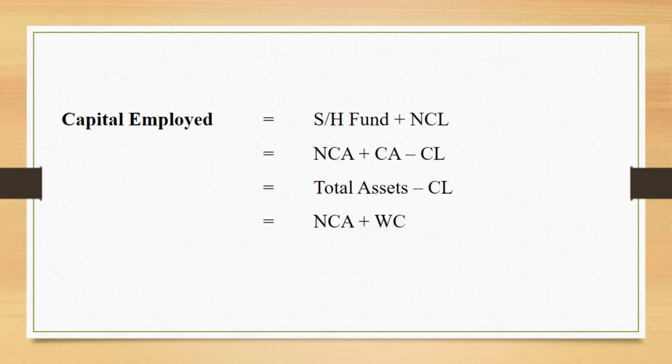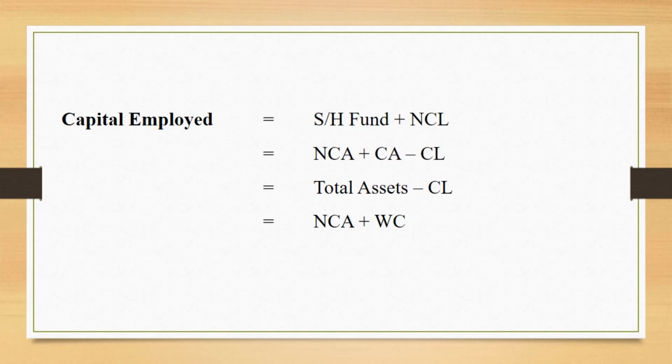Another formula which can be very useful for solving the sums of solvency ratios: capital employed. Capital employed will include the shareholders funds plus non-current liabilities if you go through the liabilities approach, and if you go with the assets approach, it is non-current assets plus current assets minus current liabilities. We all know that non-current assets plus current assets is equal to total assets, so that can be written that way also, total assets minus current liabilities.